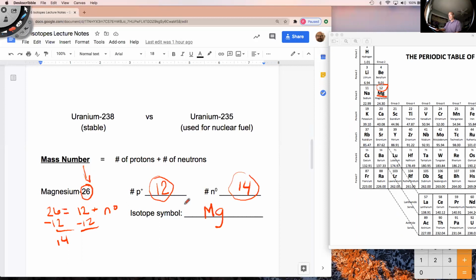And then we're going to put a 26 right up here in the upper left-hand corner. And so this is going to be the isotope symbol for magnesium. Magnesium 26. Okay, there it is. All right, so let's do the next one.